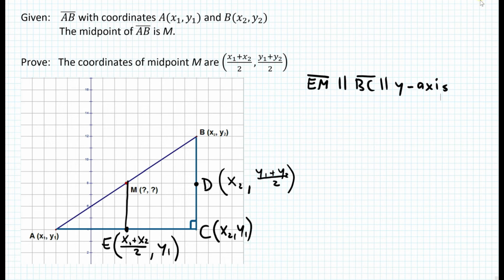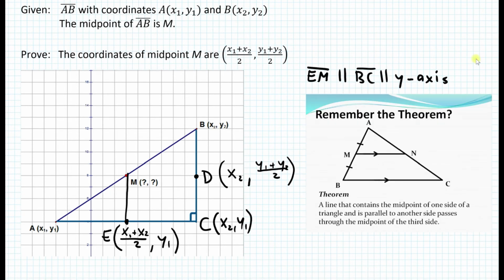Let's go back to the postulational system, the second unit, when we learned about different theorems and postulates. The theorem stated the following: a line that contains the midpoint of one side of a triangle and is parallel to another side passes through the midpoint of the third side. Or the theorem can be rewritten as: if you have a line that joins the midpoints of two sides of a triangle, then it has to be parallel to the third side. Namely, line MN has to be parallel to line BC.